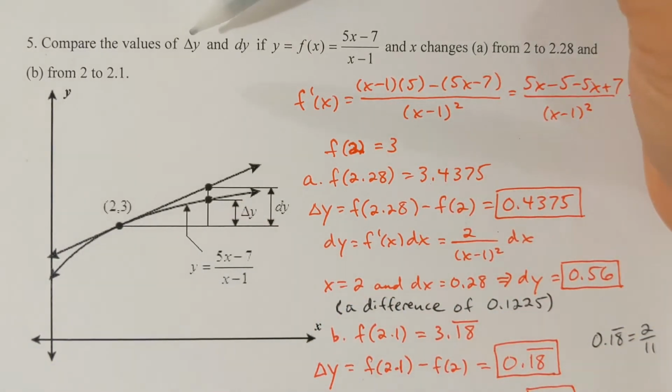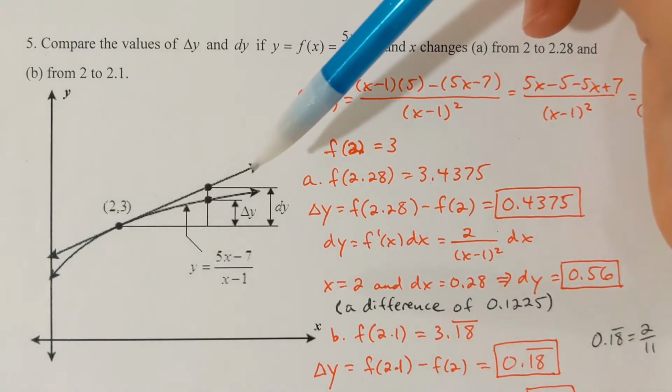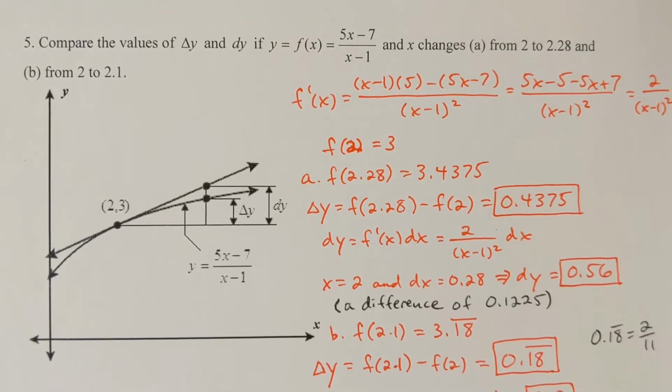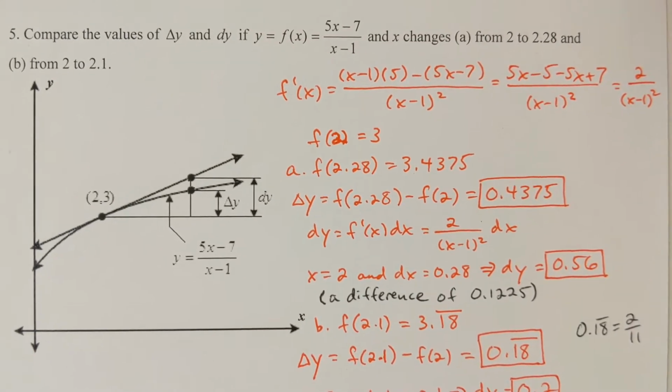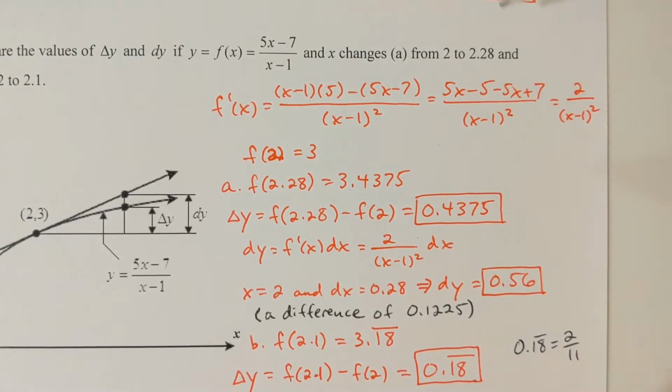So when I compute delta y and dy, in a problem like this, I should kind of know early on that these two numbers are going to be very, very close to each other. Okay, not equal, but they're going to be very close to each other. So let's go ahead and find the derivative, since we'll need that in the calculation.